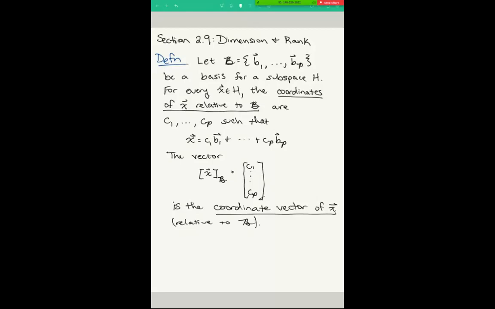Today we're going to be talking about section 2.9 from the textbook. This is a section on dimension and rank, so feel free to follow along in the textbook, or as with before, I'll be posting this PDF on Brightspace if you would like to follow along there.